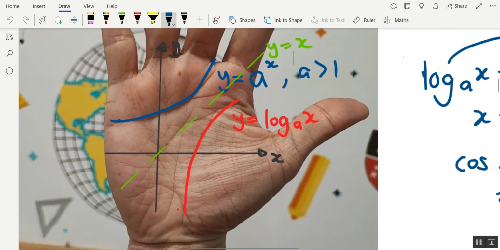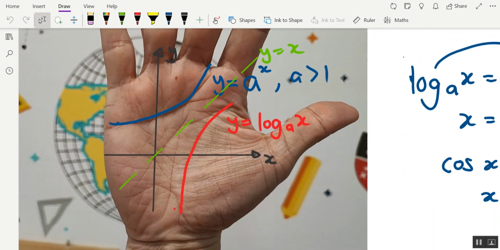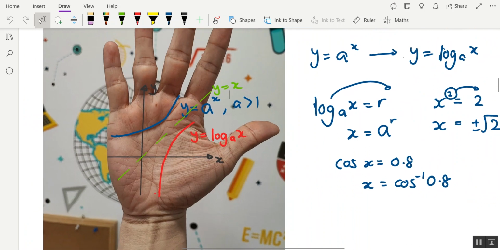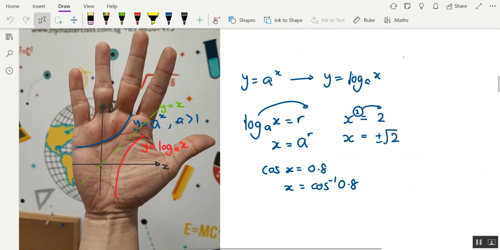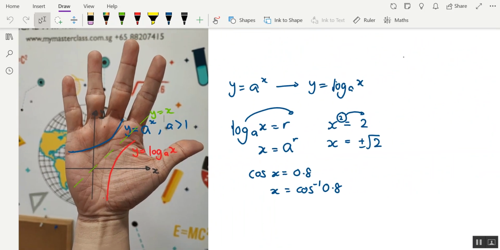When I say I reflect on y equals to x, it means that the two graphs are inverse of each other, or the y of the blue curve will become the x of the red curve, and so on. So this is the relationship of the log graph and the exponential graph.